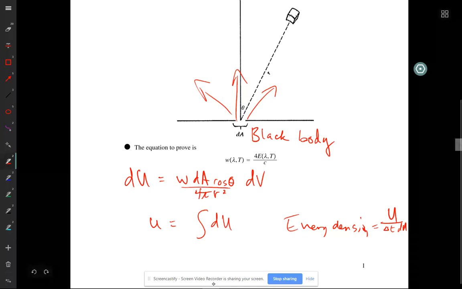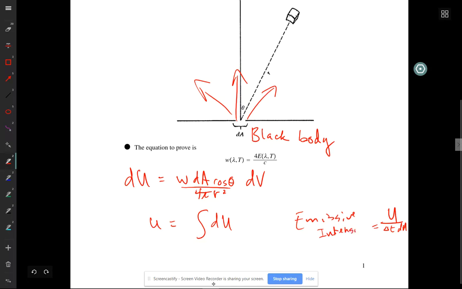You're right, emissive power. See, you are correct. But I'm still not certain why it's over dA. Actually, it's intensity. That's why. Intensity is power per unit area.